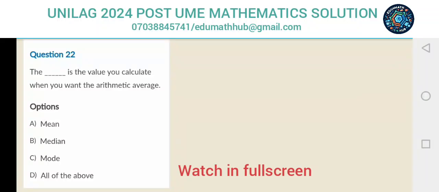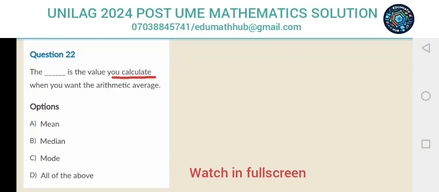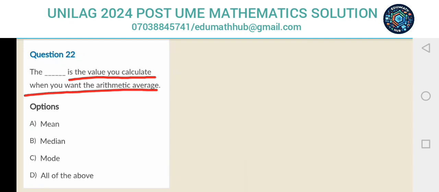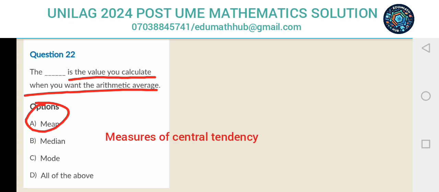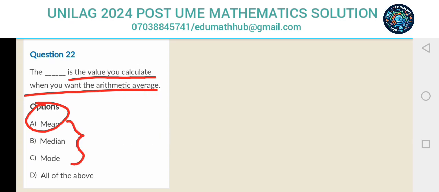So in this question, we are told that the dash is the value you calculate when you want the arithmetic average. Okay, so arithmetic average just means the mean. So the answer to this question is mean. And think of the fact that mean, median, mode are called measures of central tendency. The three of them like this, they are called measures of central tendency.